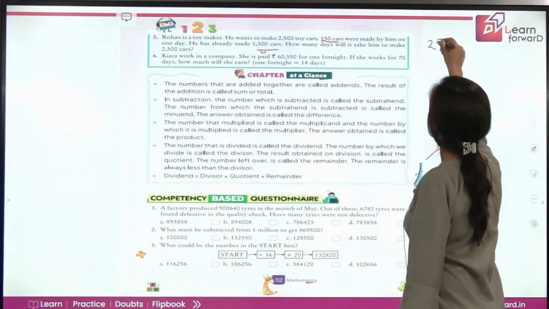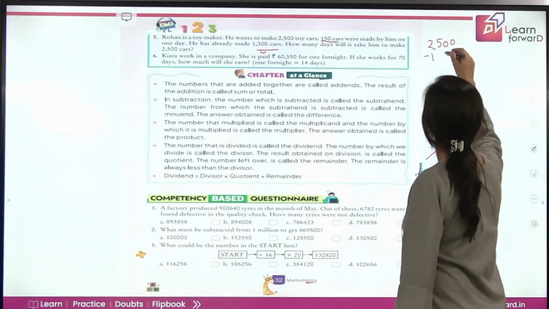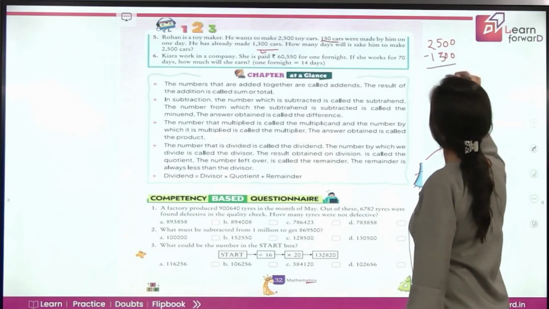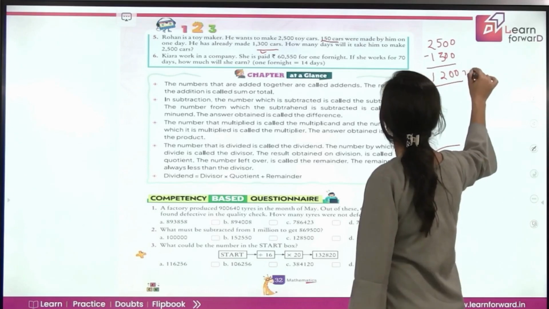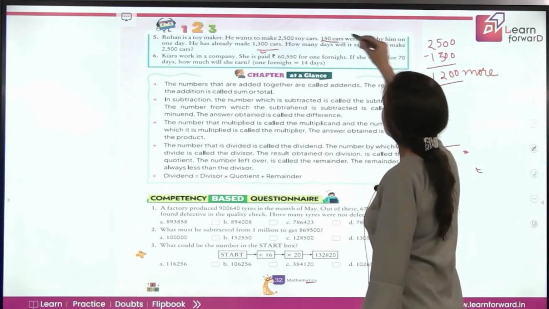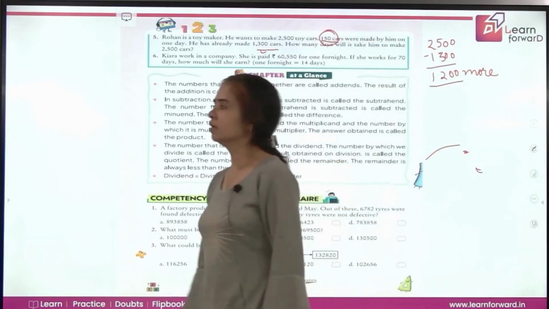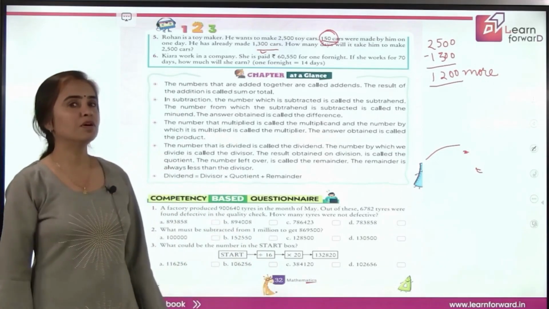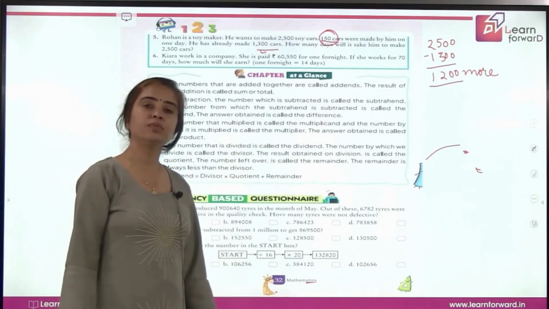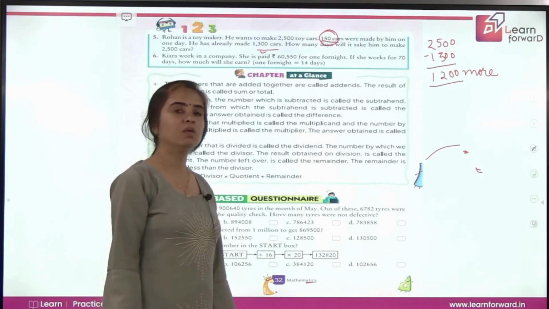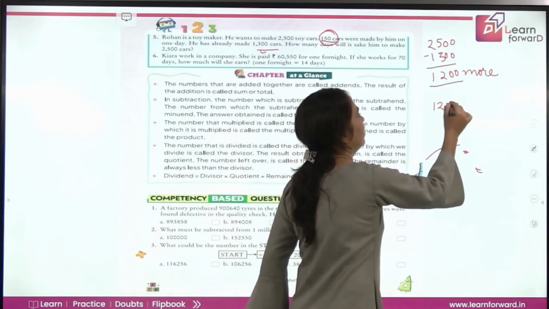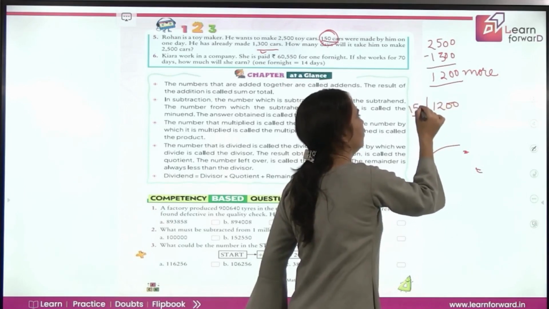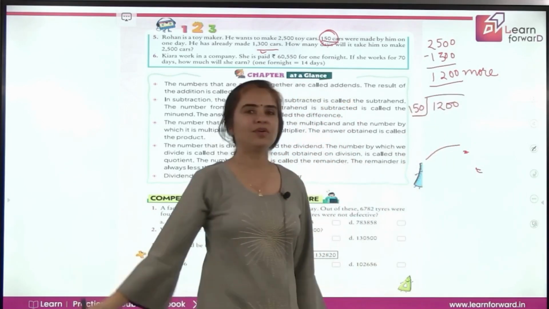So 2,500 minus 1,300. That means how many are more to be made? That is perfect. 1,200 more. Now in one day, how many cars does he make? 150. That's perfect. So how many days does he need to make 1,200 more cars? What will you do? 1,200 divided by 150. Again, will you like to use the trick?